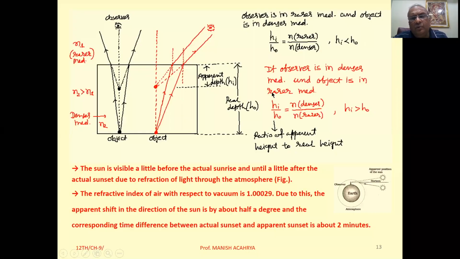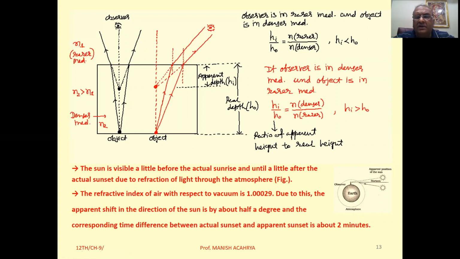Now see, one another phenomenon related to refraction. Due to refraction, when the observer and objects are in different media, at that time, the position of the object observed by the observer will differ from its original position.